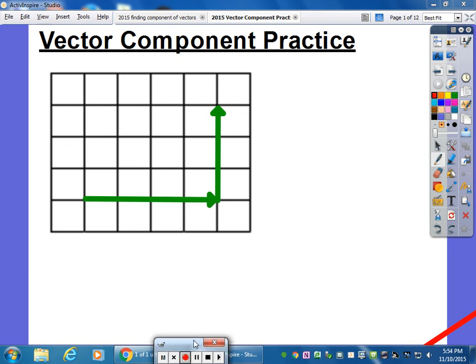Okay, this is the last video in my series on vectors. This one will be the use of components to add vectors. So we'll be adding vectors by use of their components.